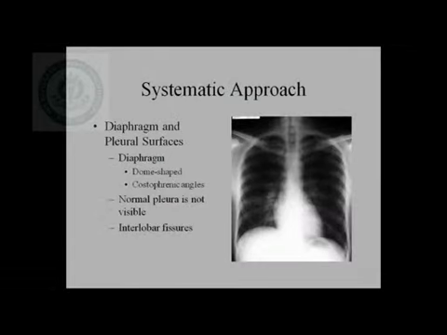Now the diaphragm should be concentrated upon, whether the dome is maintained and whether the CP angles are sharp. Normal pleura is not well visualized on the chest X-ray PA view, and the fissures are not normally seen except the horizontal fissure, because it is lying tangential to the beam of the X-ray.